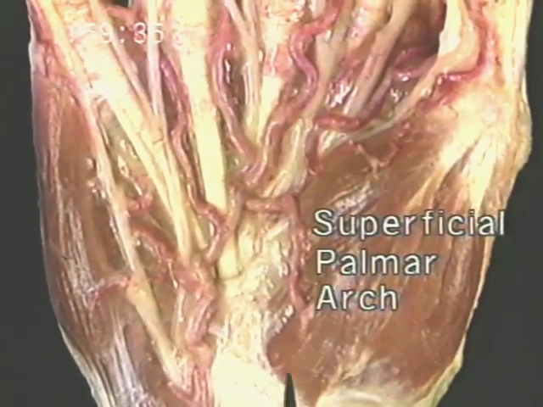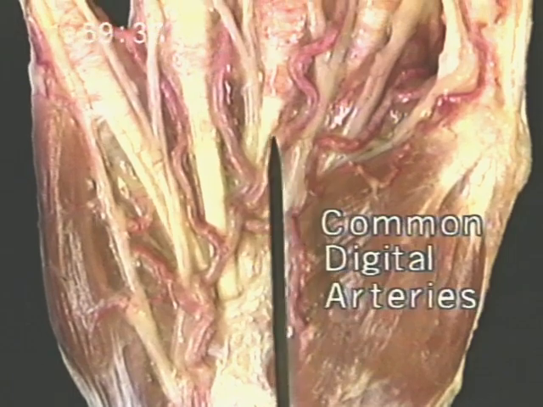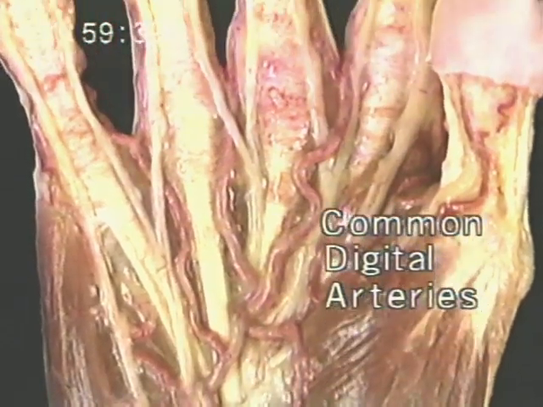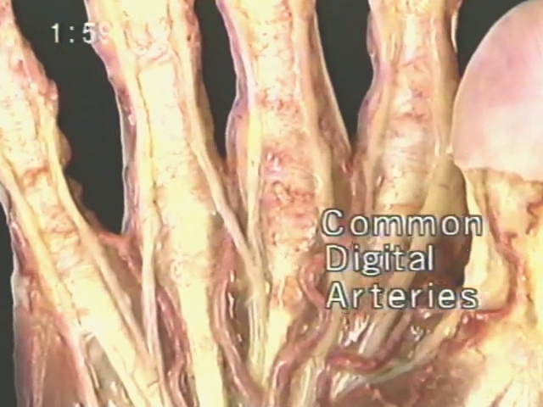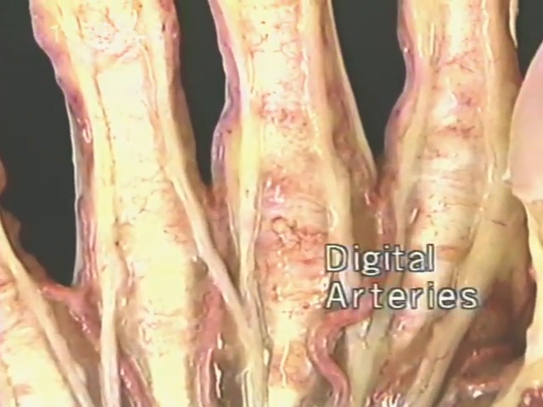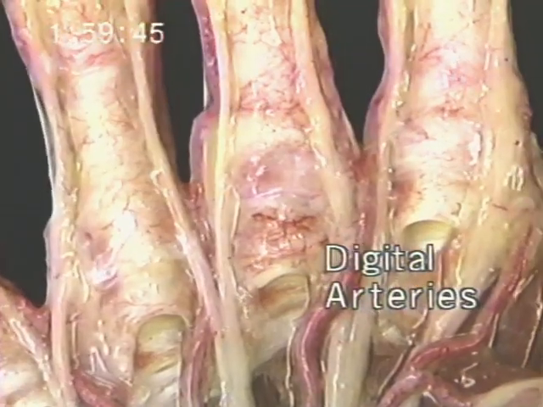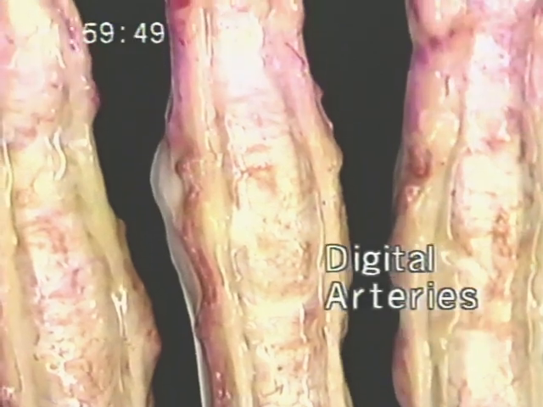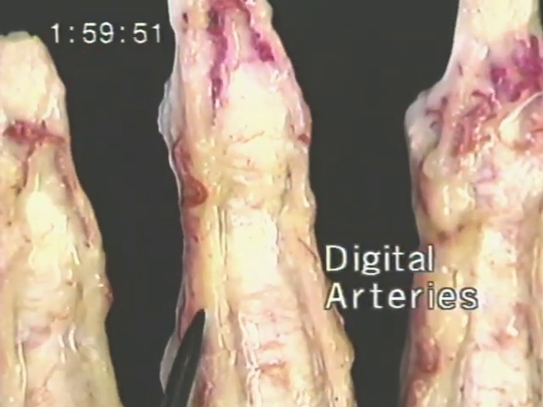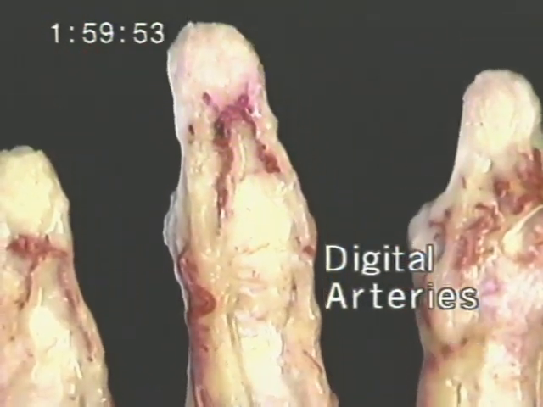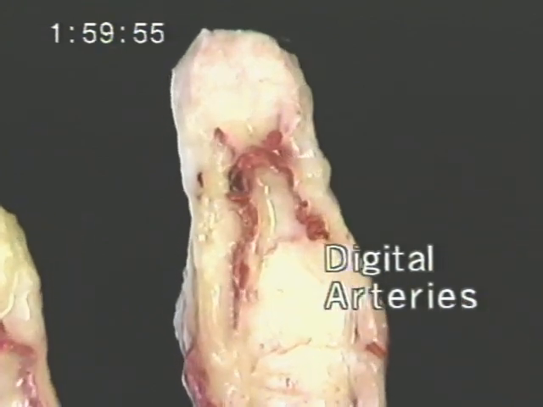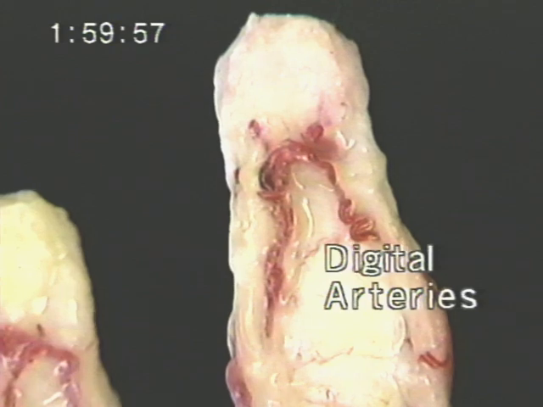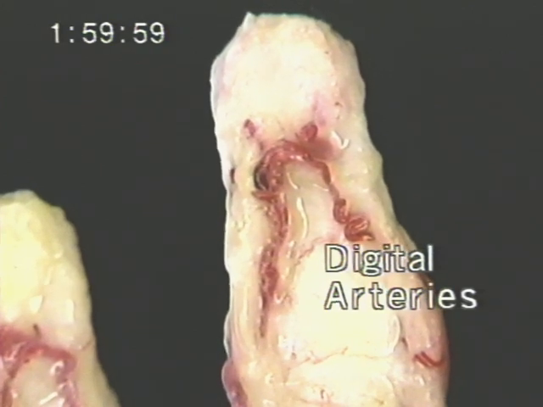The superficial palmar arch gives off these common digital arteries. Each common digital artery divides into two digital arteries. Each digital artery runs along one side of the finger, beside the flexor sheath, in company with the digital nerve. At the tip of the finger, the two digital arteries rejoin to form this terminal anastomosis.